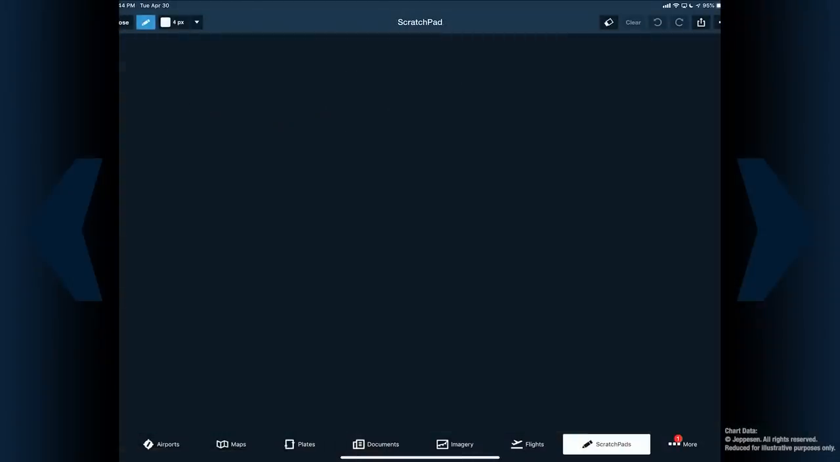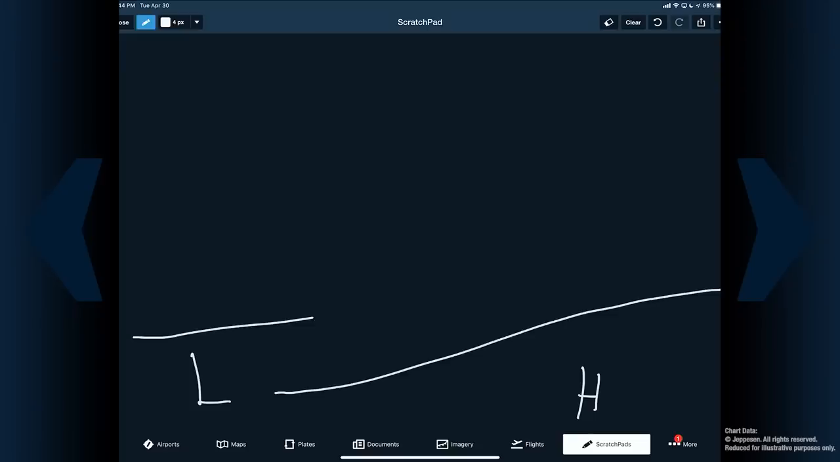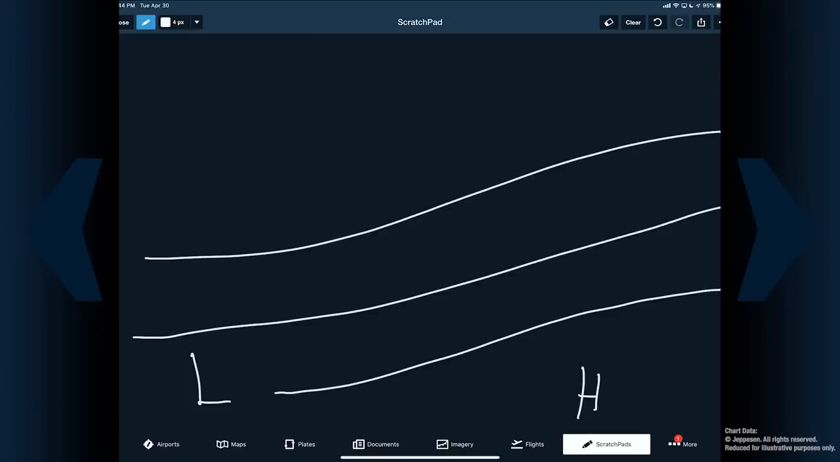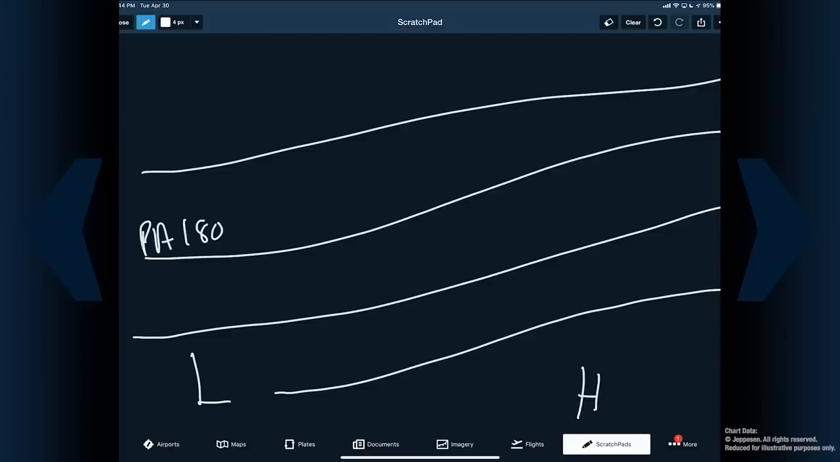Okay, so if you think about it, the pressure rides kind of like ridges. And if we have high pressure here and low pressure here, what's gonna happen is it goes up, right? So these are the pressure lines right here. Okay, so let's say this is pressure altitude of 18,000 feet.